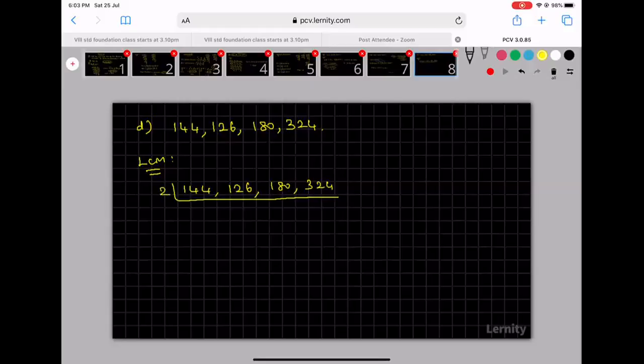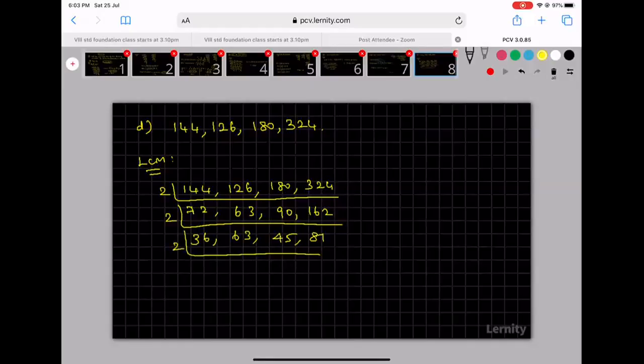Now you see here, I'm taking the LCM. So here dividing by 2 I will get 72, 63, 90, 162. And again, if I'm dividing with 2, here I'm getting 36, 63, 45, and 81. Okay, again I will divide with 2, I am getting 18, 63, 45, and 81. Okay, now I am going to take 3 table.